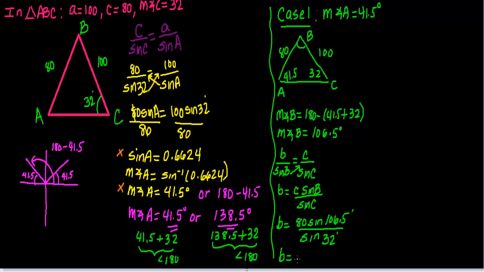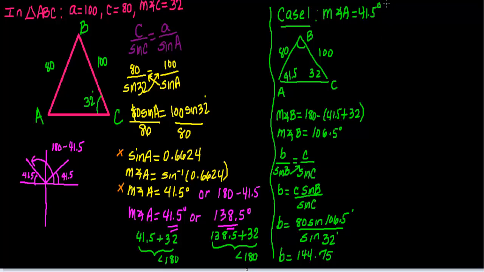So b is equal to 144.75. There's your answer for b, and you've solved the whole triangle. You have all three angles, you have all three sides. That is case 1 when the angle is 41.5. Remember that for this triangle, there are two possible values for this angle. We had found that it could be 41.5 or 138.5. So now let's solve the triangle using the other angle, okay?